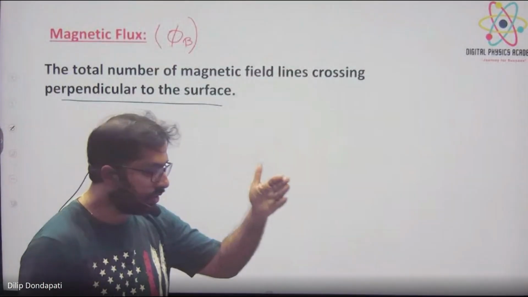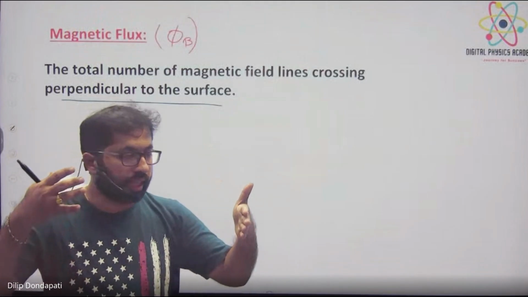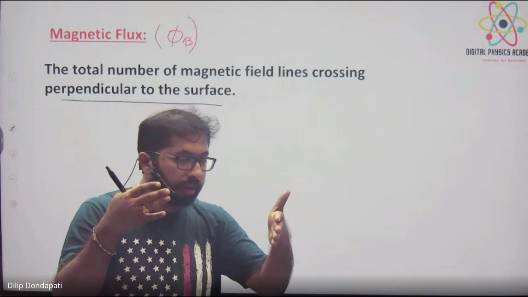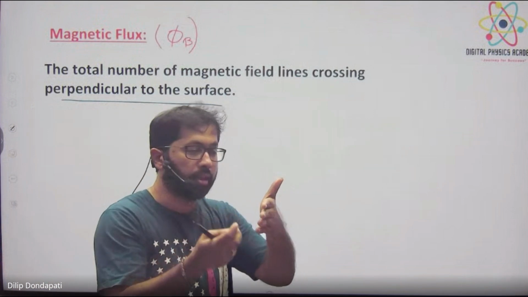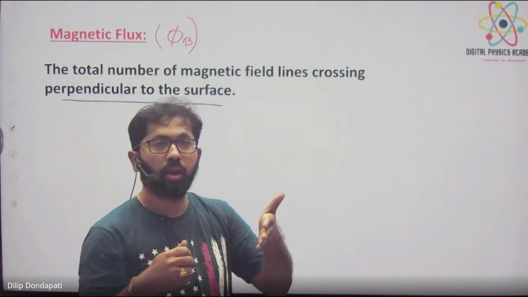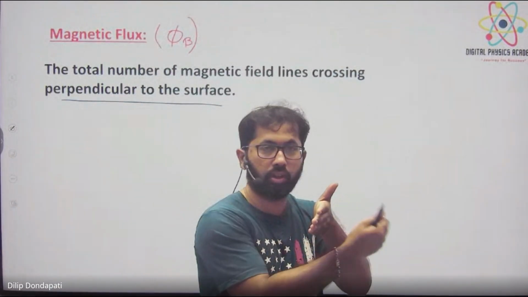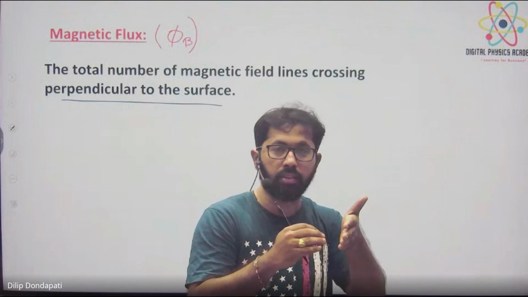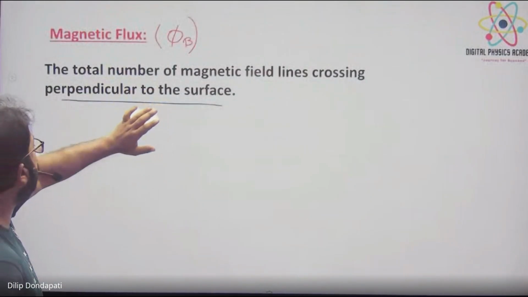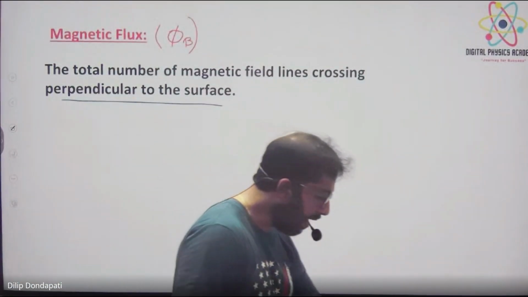Suppose one surface is there, there is a magnetic field. Suppose 10 lines are coming from the magnetic field lines, all are magnetic field lines only. Those magnetic field lines which are crossing perpendicular to the area are called flux. Suppose out of 10 lines, only 3 lines are crossing perpendicularly to the cross-section area. Those 3 lines are called flux, the remaining is the magnetic field. So the total number of magnetic field lines crossing perpendicular to the surface is called magnetic flux.